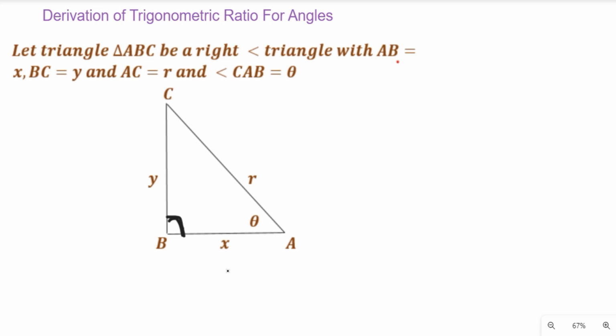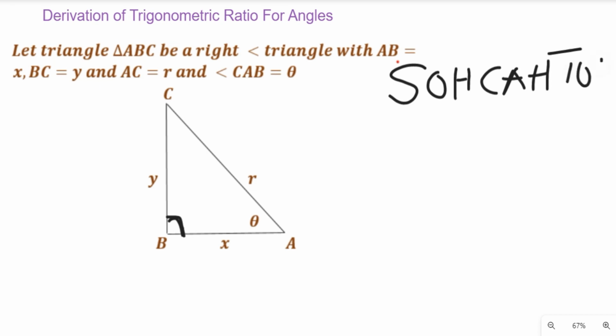But before we do that, I want you to take note of this trig ratio. Take note of this. SOHCAHTOA. Now what does SOHCAHTOA mean? SOHCAHTOA means sine, we have sine opposite over hypotenuse. We have cos, which is adjacent over hypotenuse, and we have tan, which is opposite over adjacent. We are going to apply that to this right angle triangle, and we're going to derive a lot of trigonometric ratios. If you are ready, then we can start.